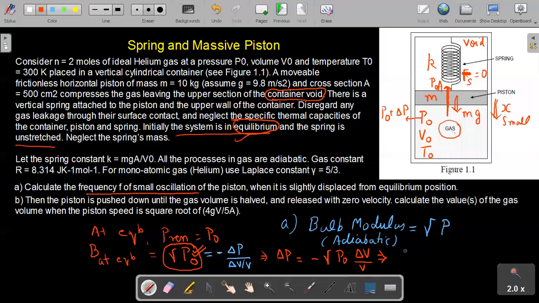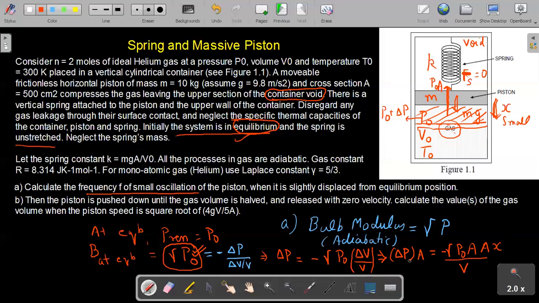If you multiply by area on both sides, the change in pressure multiplied by area capital A is on the left side, and on the right hand side you will have minus gamma times P naught, and then area is multiplied. And notice delta V over V: the change in volume is because of this small displacement x. If the piston moves down by a small distance x, the change of volume will be area multiplied by that small distance x, divided by V.